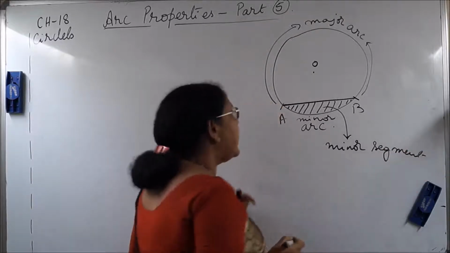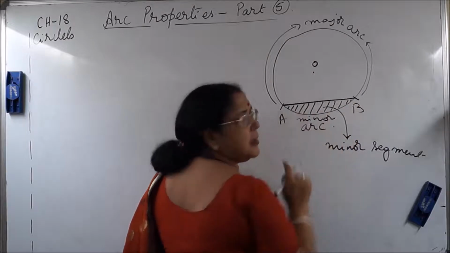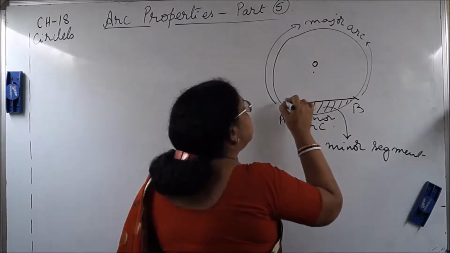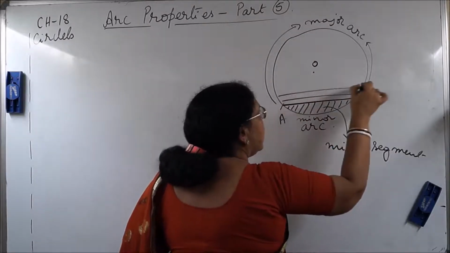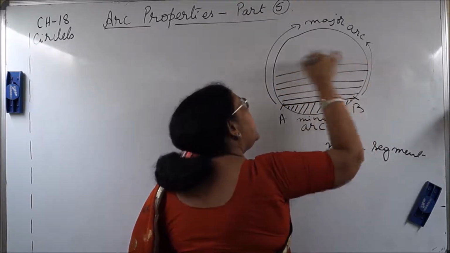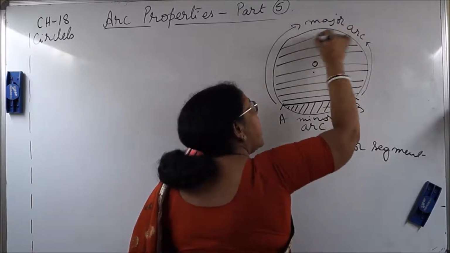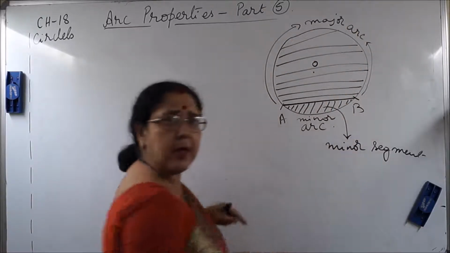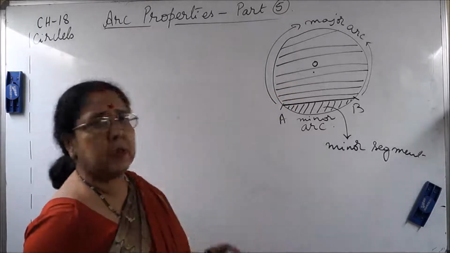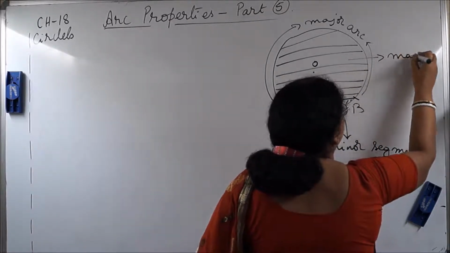Now again, the major arc AB and the chord AB, these two enclose this area, isn't it? This is the area enclosed by the major arc AB and the chord AB. So this region is called the major segment.